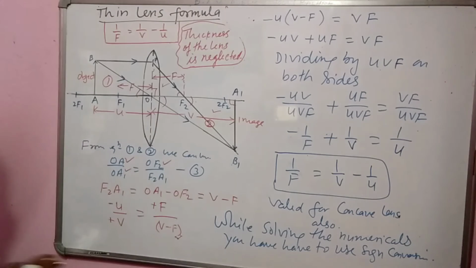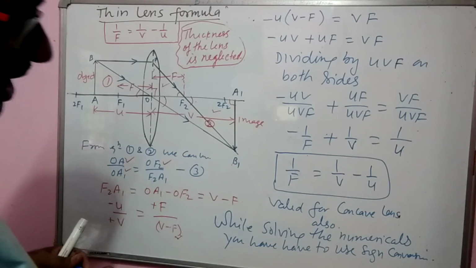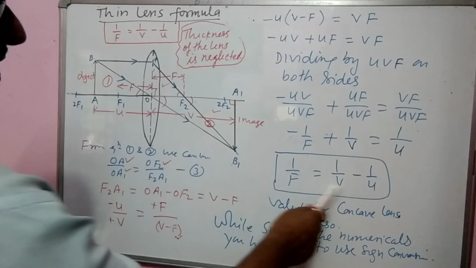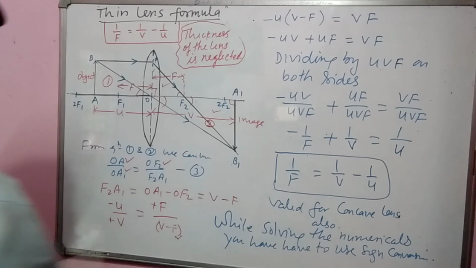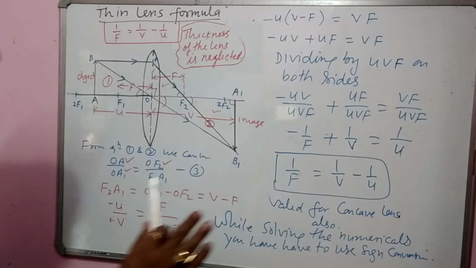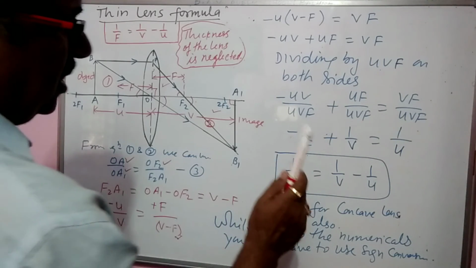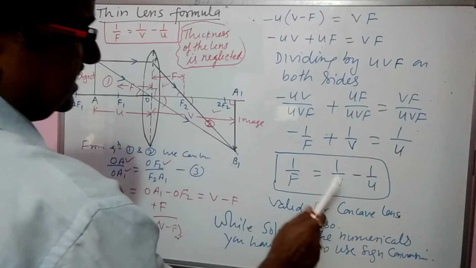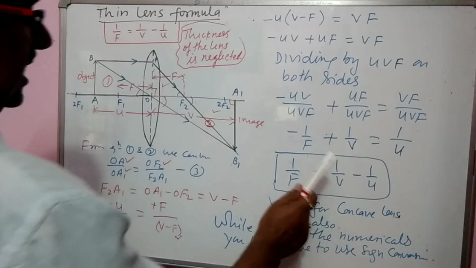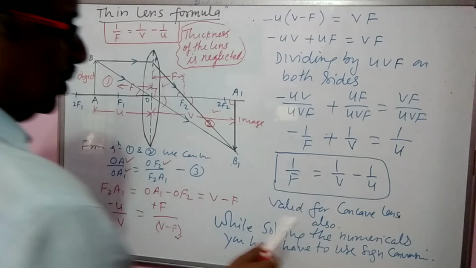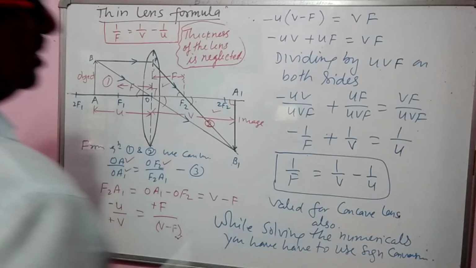Do not use sign for the quantity whose value is to be determined. If you are asked to determine focal length, u and v are given, so do not use the sign of focal length for any lens. If you are asked to calculate the image distance, or where the image is formed, then do not use the sign in this, and you have to use sign for f and u.